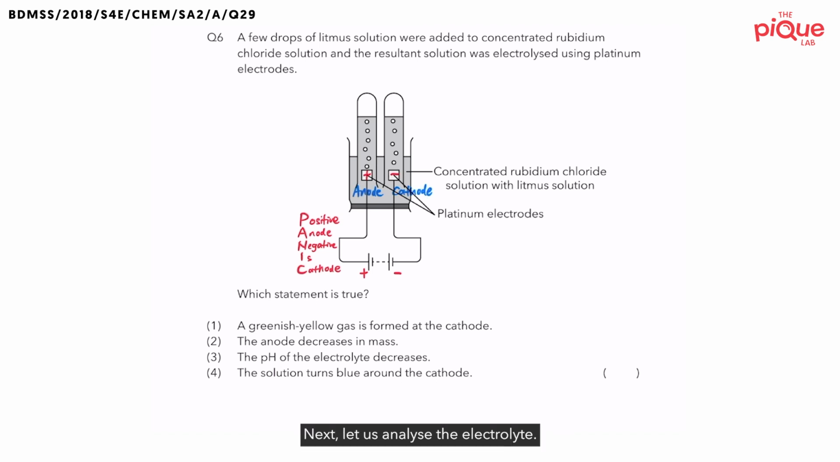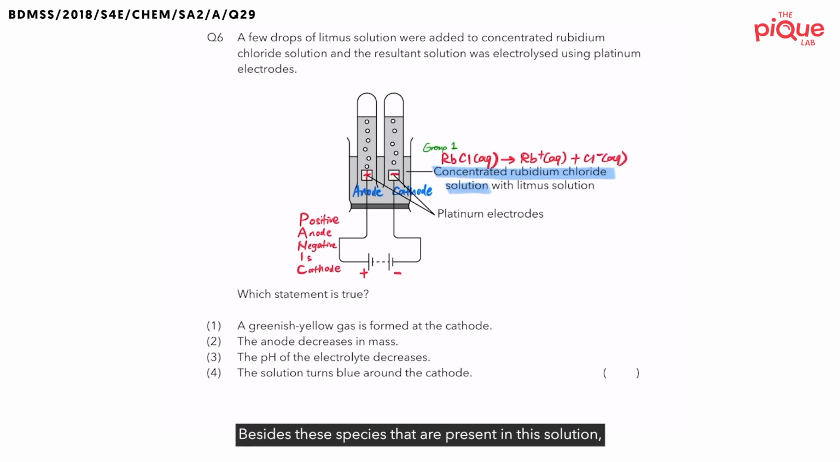Next, let us analyze the electrolyte. For this electrolyte, we are using concentrated rubidium chloride solution, and this can be represented by the chemical formula RbCl (aq). Rubidium is a group 1 element, and its salts are soluble in water. Therefore, it dissolves in water to give us Rb+ (aq) as well as Cl- (aq).